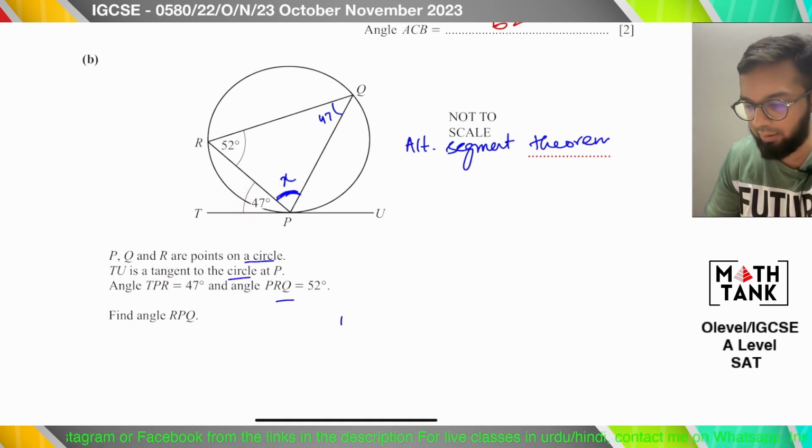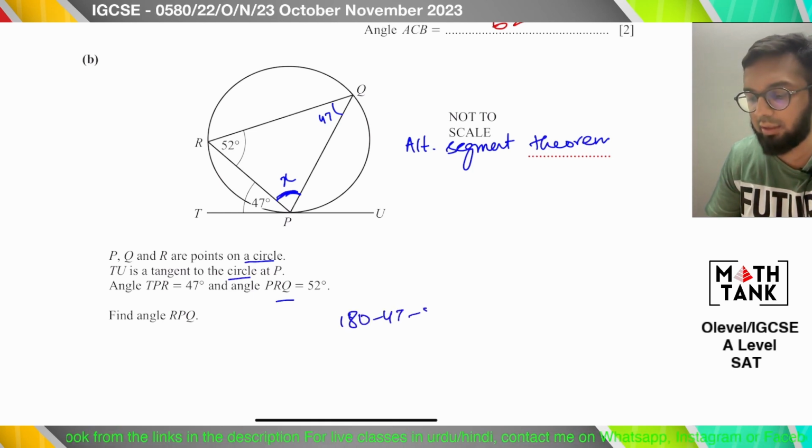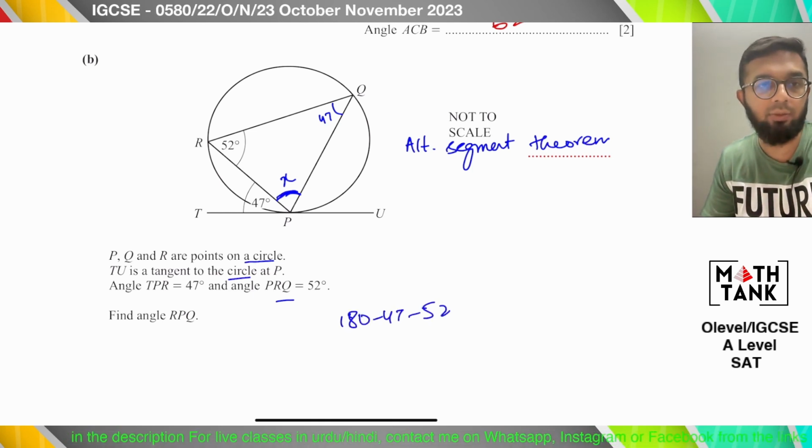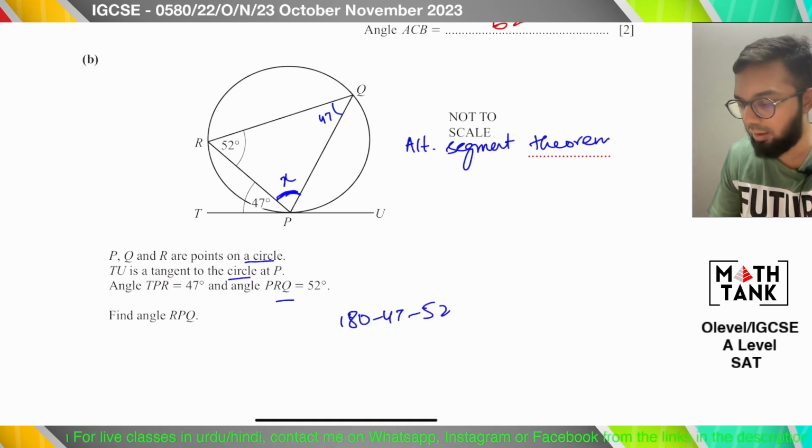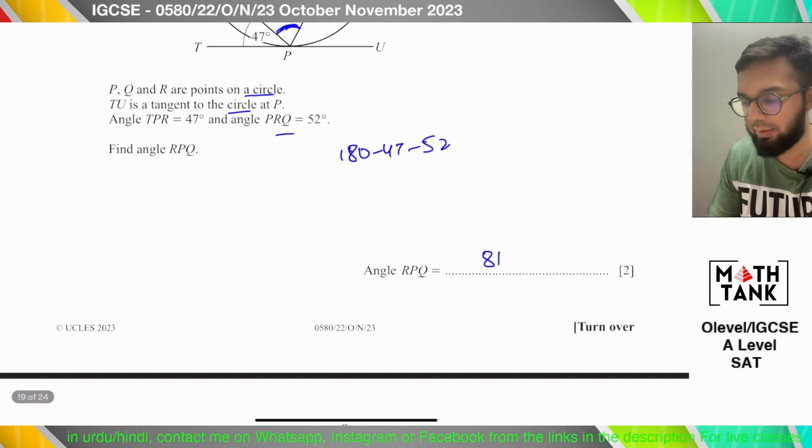So x is going to be 180 minus 47 minus 52. Okay, let's check if that's giving us the correct answer. And yes, that's giving us the correct answer, 81.